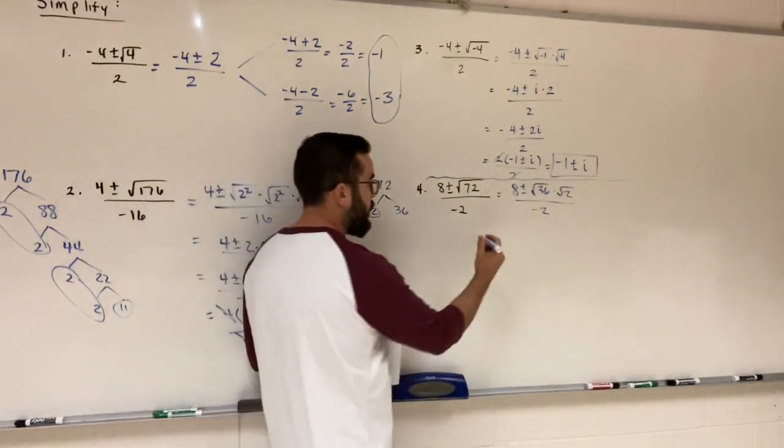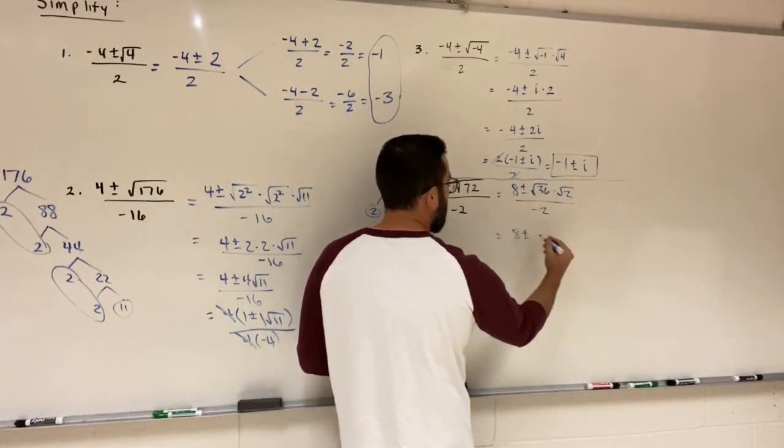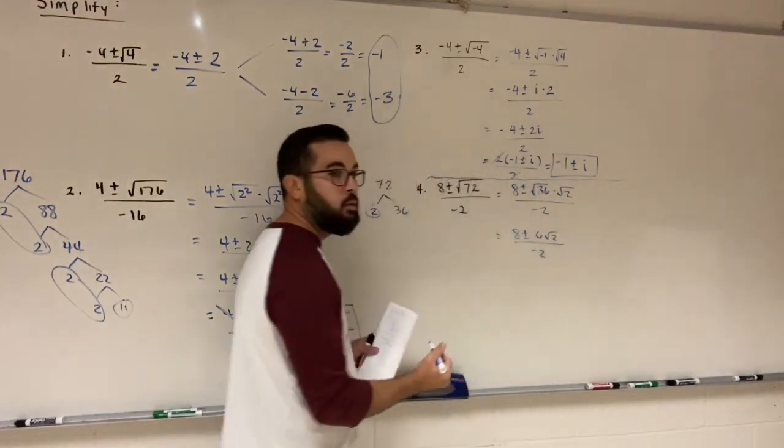All right, so then that's equal to 8 plus or minus 6 square roots of 2 over negative 2.